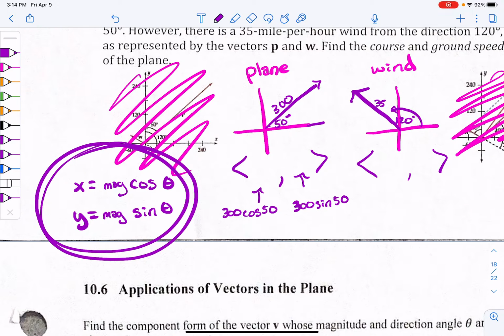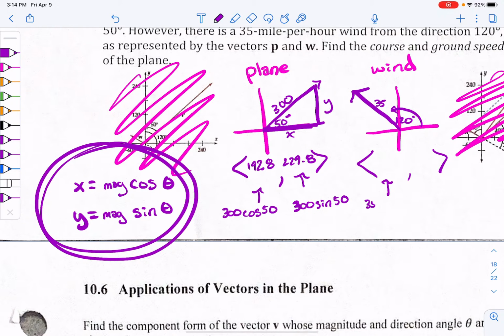So I'm just going to do 300 cosine of 50, and that is 192.8, and 300 sine of 50, and that is 229.8. So that's the direction in the X and the direction in the Y if I would make this into a triangle. Now over here, we do the same thing again.